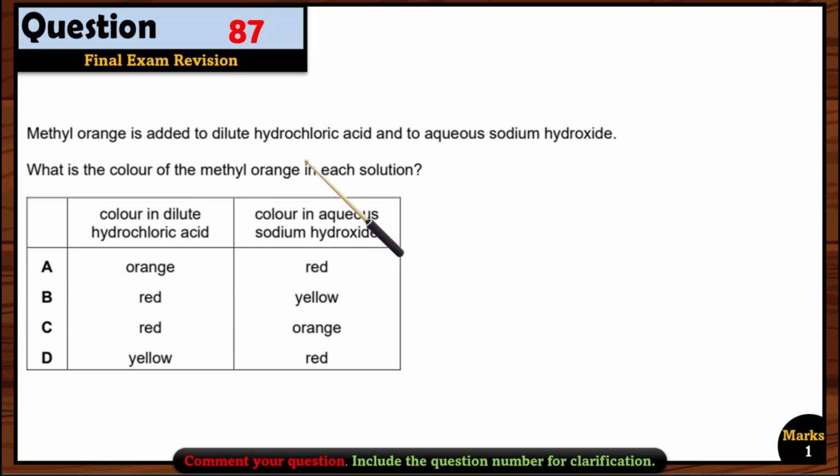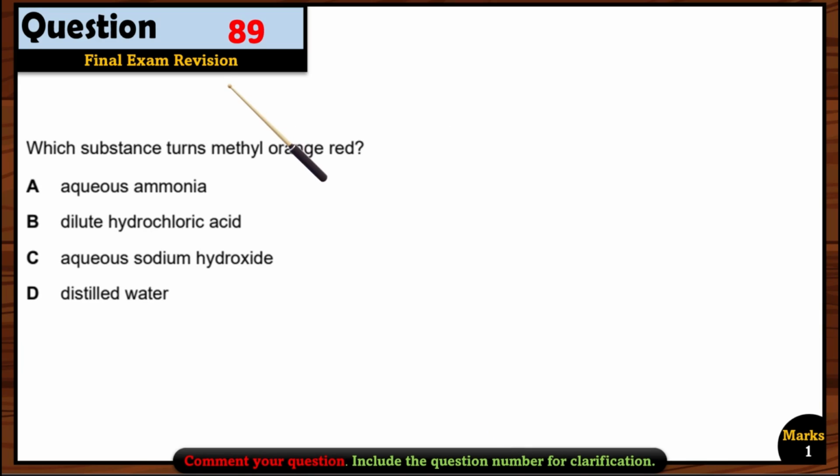Question 87. Methyl orange is added to dilute HCl and aqueous sodium hydroxide. What is the color of methyl orange in each solution? So you have to memorize this one. There is no concept behind it. You just have to memorize the colors. Methyl orange is actually orange in color, but when it is added into acid, it will change into red color. And when it is added into alkaline solution, it will change into yellow color. So red and yellow, these are the right option. That is option B.